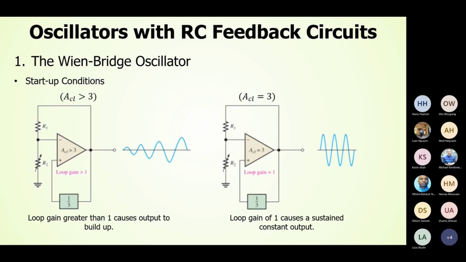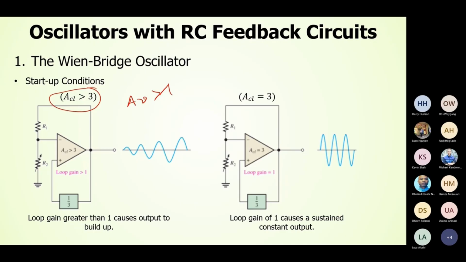Now, initially, how can we introduce this condition, the closed loop gain greater than 3? This closed loop gain means overall gain greater than 1. To ensure that, you put a variable resistor and manipulate it at the beginning to ensure that your closed loop gain is greater than 3, the overall gain greater than 1. And this will cause the oscillation to build up. And once you reach the stable value, then you return back to the nominal value.